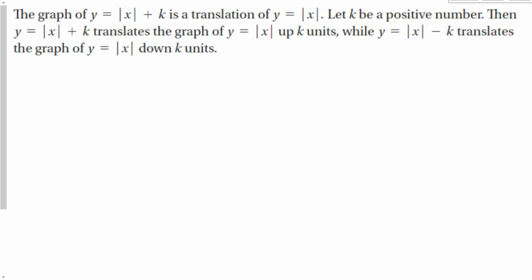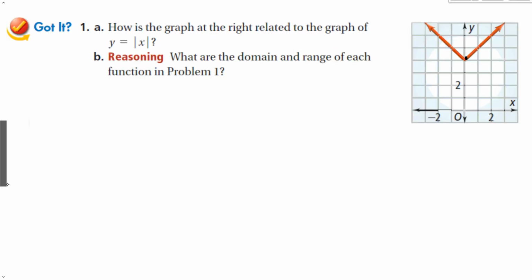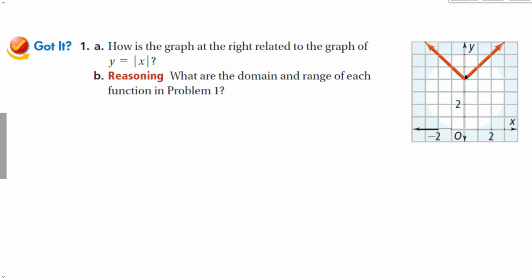So the graph of the absolute value of x plus k is a translation of the absolute value of x. Let k be a positive number, then the absolute value of x plus k translates the graph up k units, while the absolute value of x minus k translates the graph down k units. So what we're doing is we're looking at that number right there, and we can see that here, that -2 shifted the graph down, and the formula for this graph would have been y is equal to the absolute value of x plus 4.